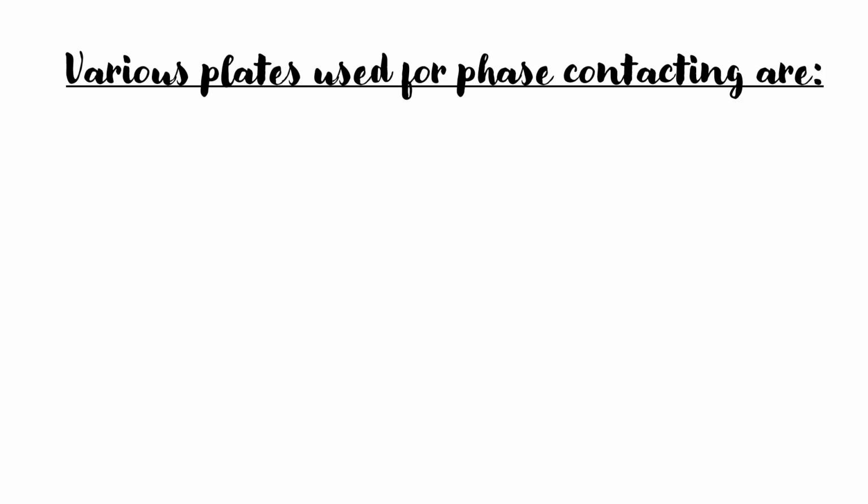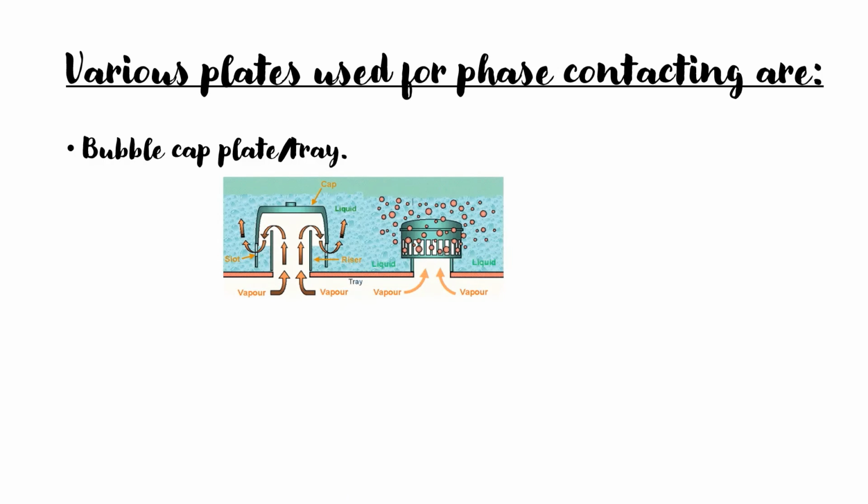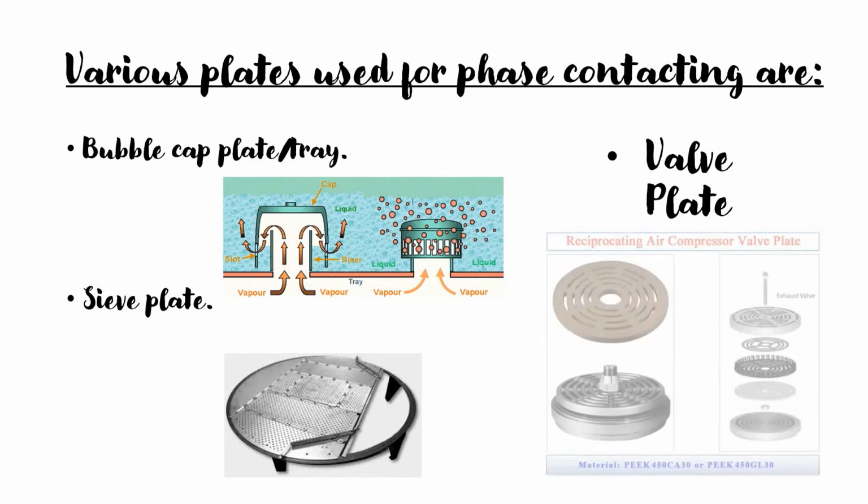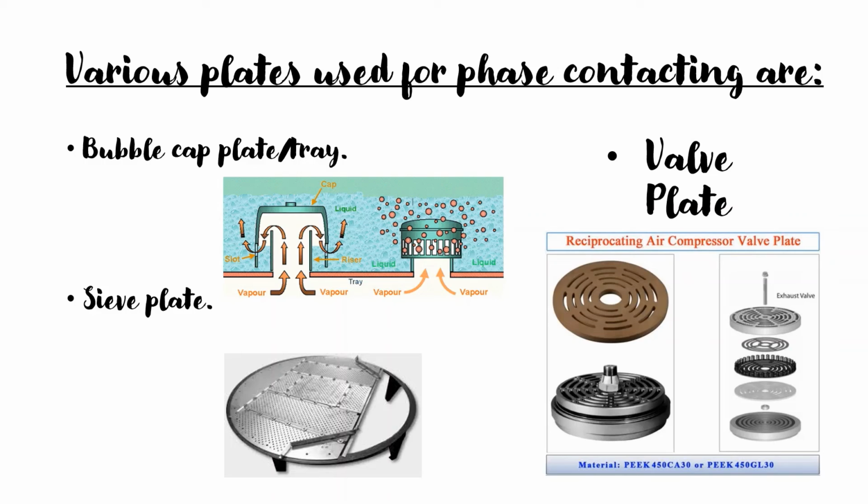Various plates used for phase contacting are as follows. Tray spacing 300 millimeters, diameter 1.5 meters, 450 or 600 millimeters is used for tray access. Bubble cap plate or tray. Sieve plates: hole size 3 to 12 millimeters, and holes range 5 to 15% of the plate area. Valve plates: metal discs, 38 mm diameter, cost 20% higher than sieve plates.